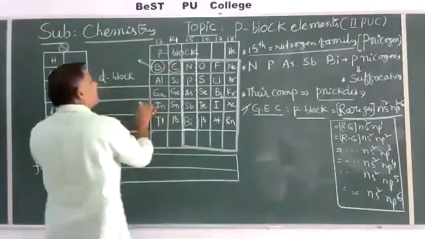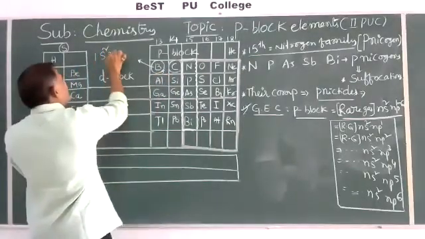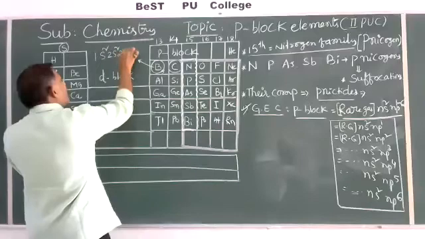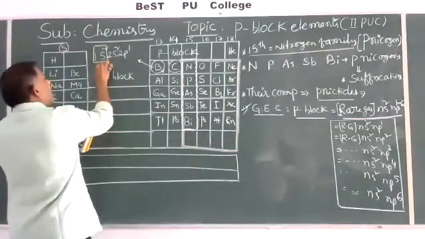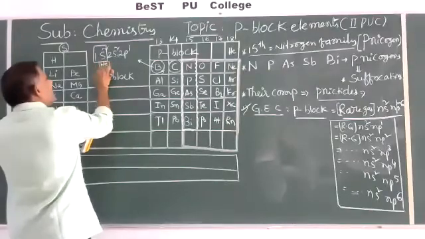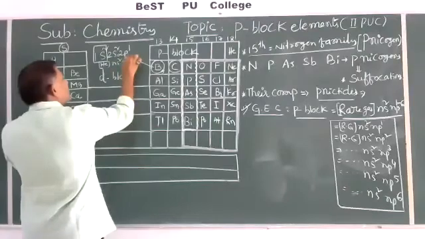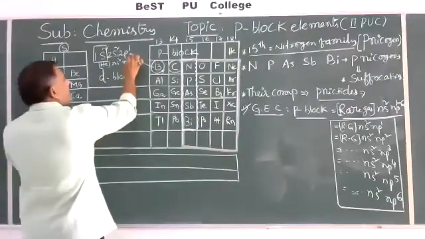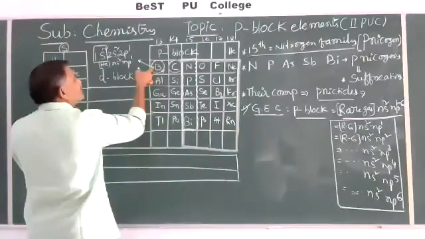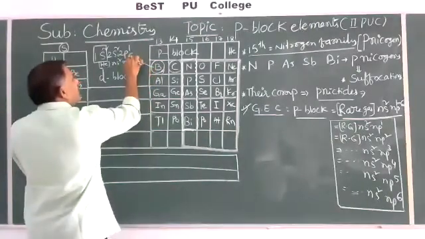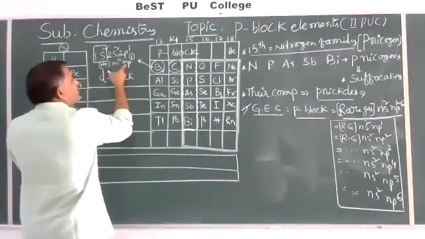Boron atomic number is 5. Electronic configuration is 1s2, 2s2, 2p1. This is the inner orbit, this is the rare gas, that is helium. Your n value is 2, that's why ns2 np1. So here the first member of the p block, boron, entered into the p subshell of this second main energy level.